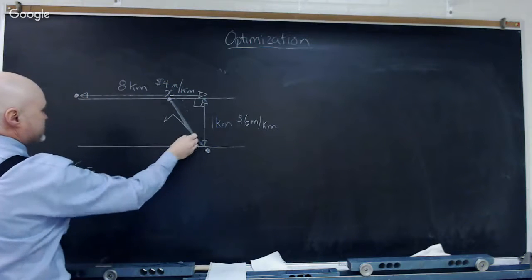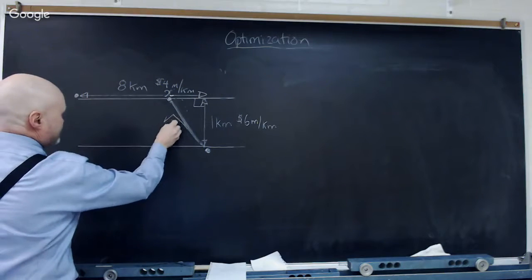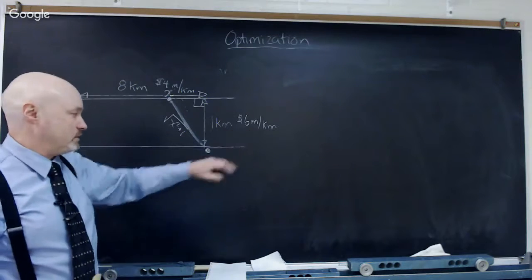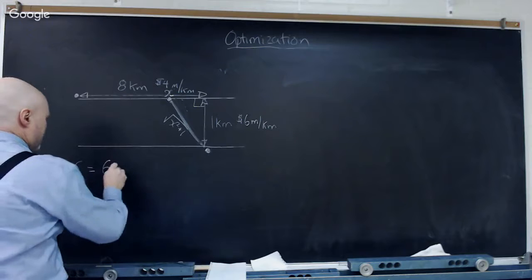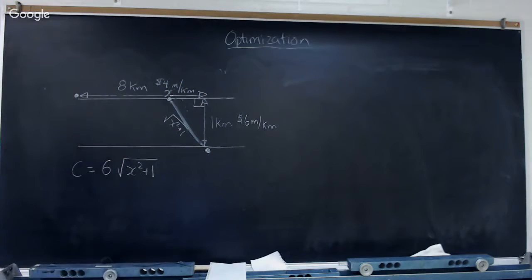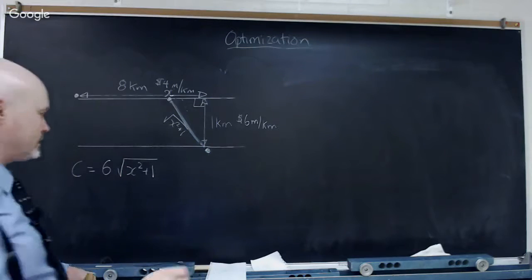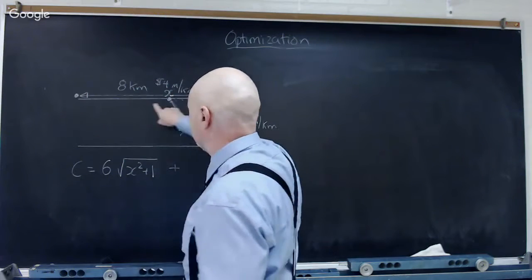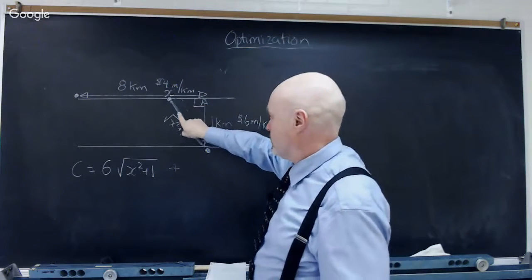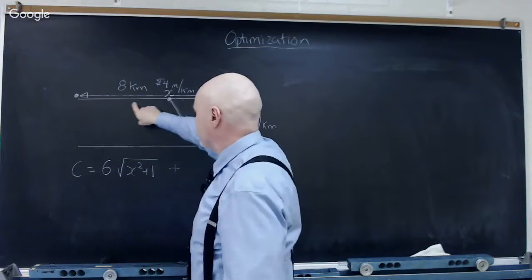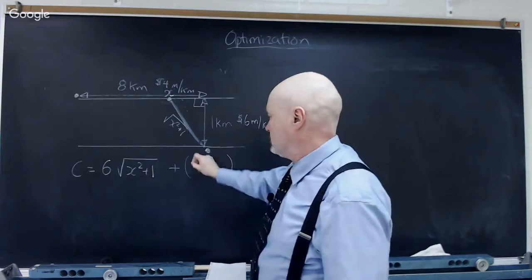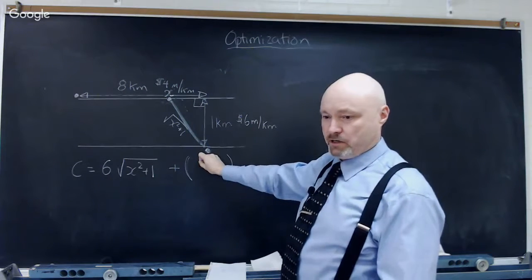So this hypotenuse is the square root of x squared plus 1. And it's going to cost us $6 million per kilometer to go across there. Okay. This full length here was 8 kilometers. And so I need an expression here for the distance that's left to travel. Anybody care to tell me what goes in brackets?